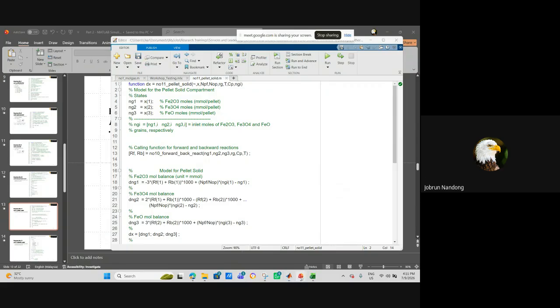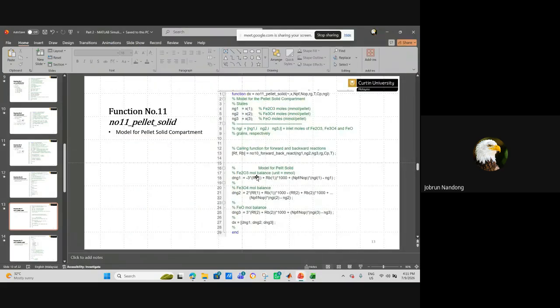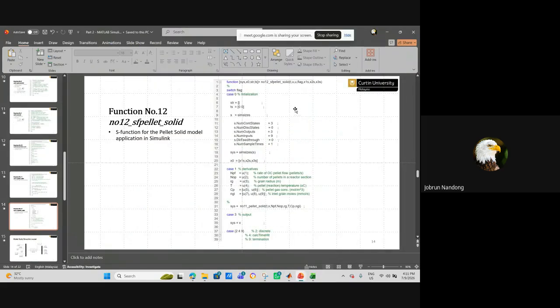The S function, again, this one is already written there. You don't need to worry about that, including the S function here. So again, this one is level one. You can change it to level two. There's what they call a template. You can go to the MathWorks site and find a template to change level one to level two. But currently, I use level one because it's convenient for me.